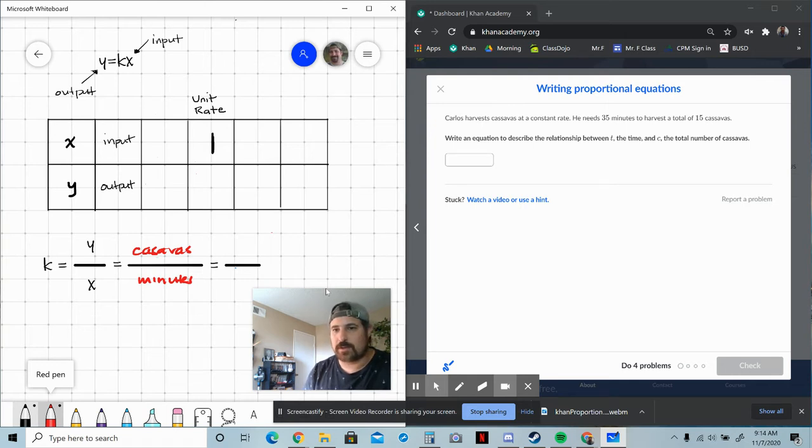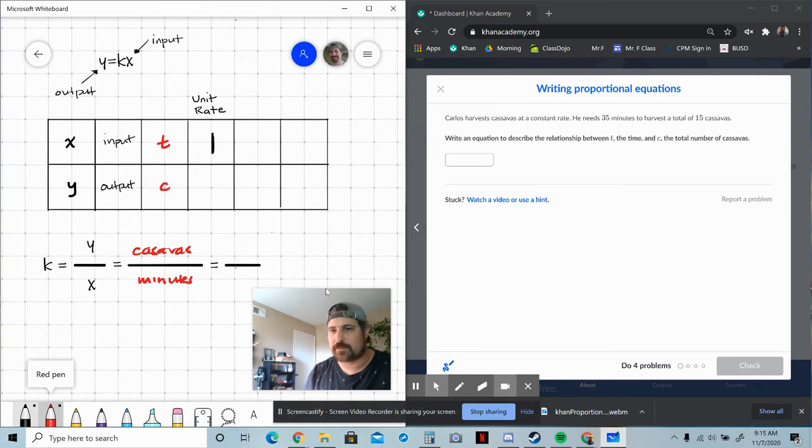And so it says that he's choosing different letters for this, right? He's saying that T is the time and C is the cassavas. So in this case, we want cassavas per minute. So output is going to be cassavas, and input's going to be the minutes. So T is the time. So he wants T and C. So instead of X and Y for input and output, he wants T for input, the time, and C for output, the cassavas. Okay, so that's how you get your variables aligned, right?